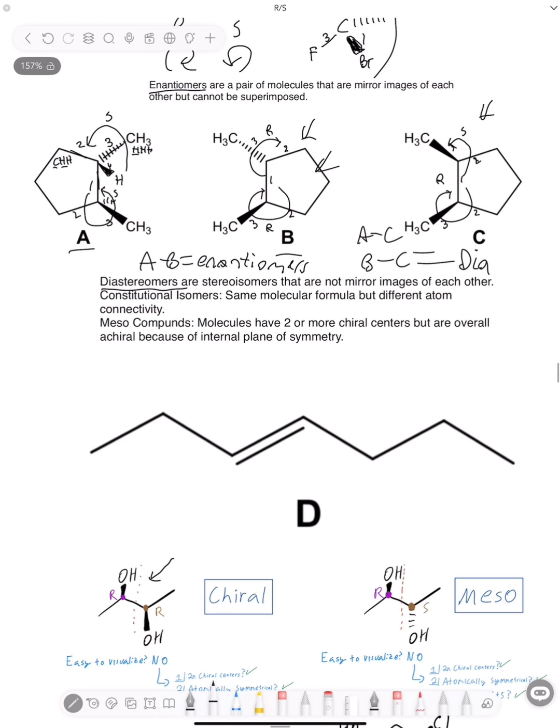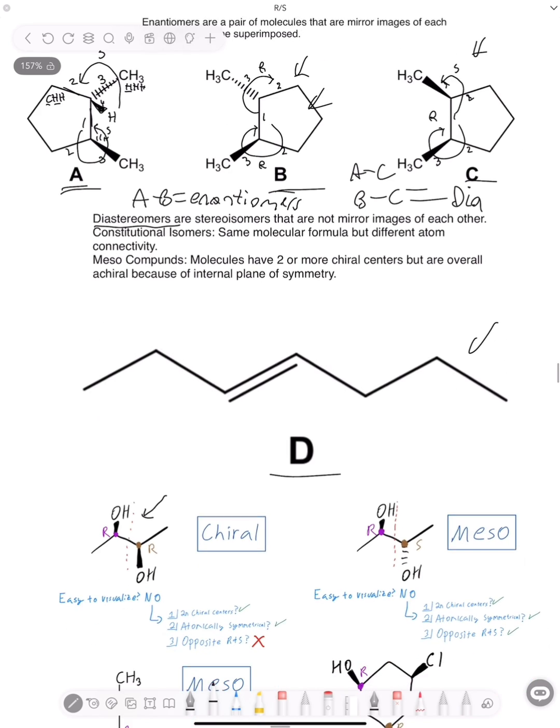Now, constitutional isomers have the same molecular formula but different atom connectivity. So D would be a constitutional isomer of A, B, and C, right? Because they all have the same molecular formula, but this one has different connectivity, so it would be constitutional isomers.